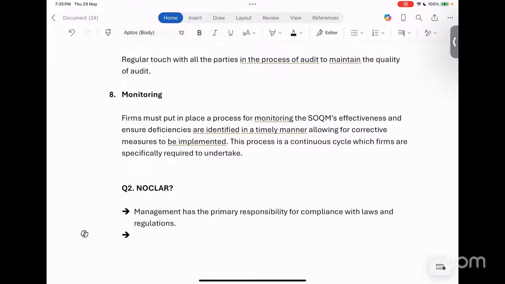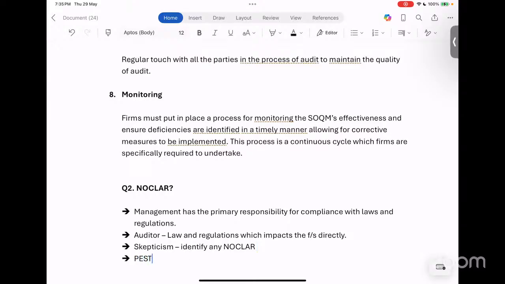Now, what does the auditor do for non-compliance then? The auditor is responsible only for those laws and regulations which impact the financial statements directly. If there's any such law or regulation, then only the auditor is responsible for it. In general, the auditor has to maintain skepticism, and it's his job to identify any NOCLAR. So he should know which laws and regulations are applicable to his client, and he should be skeptical about whether there is any NOCLAR. For that, he can even do a PESTLE analysis under ISA 315, where he can understand the environment of the client and the applicable laws and regulations, which the client might or might not know.